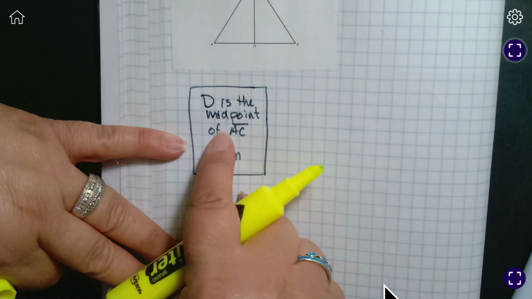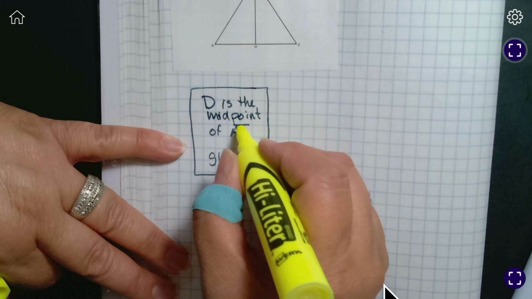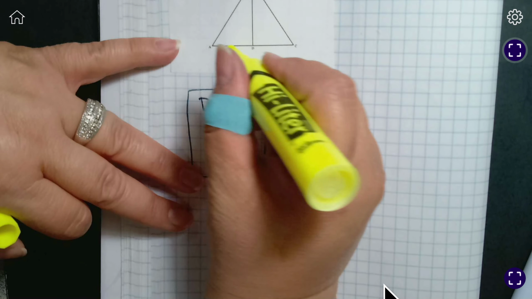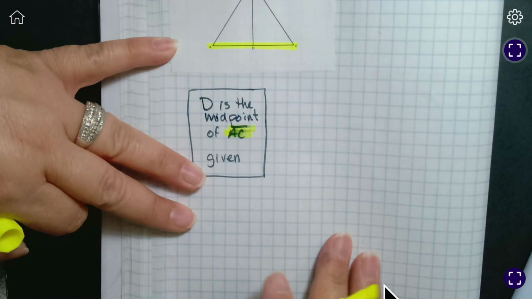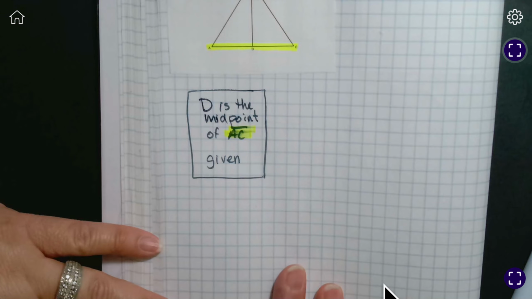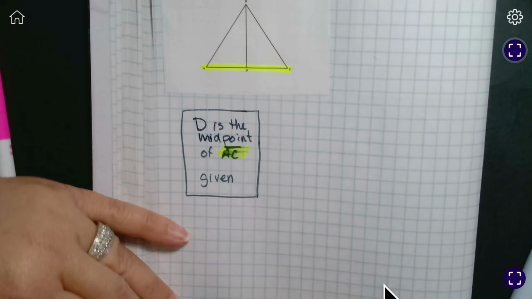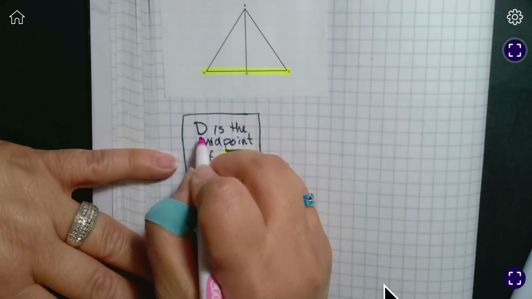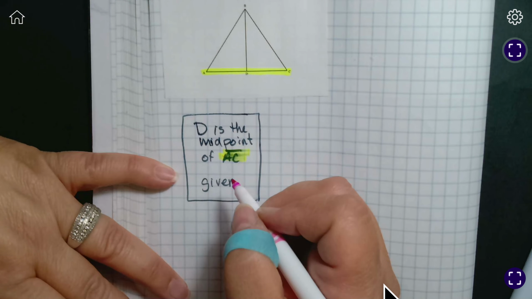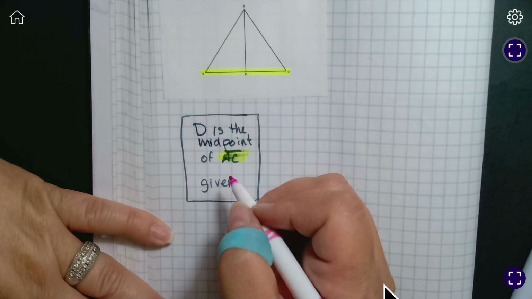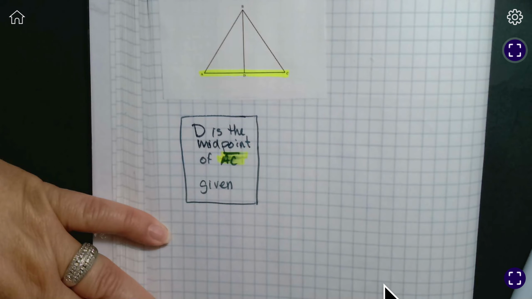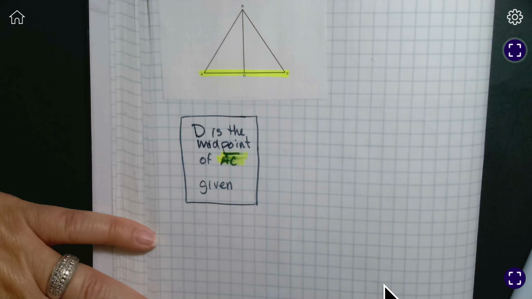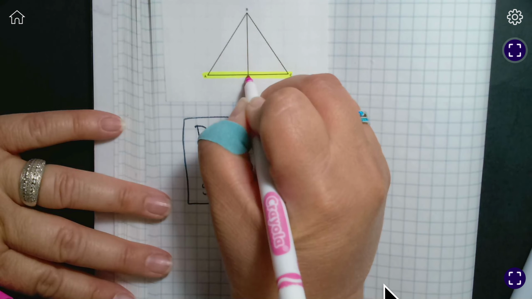D is a midpoint of AC. So you find AC. There's AC. Then you mark the midpoint. And this works for bisector too. For the bisector, you're going to mark the bisector. All it does is tell you where the midpoint is. Okay? That's all it does. So mark your midpoint.